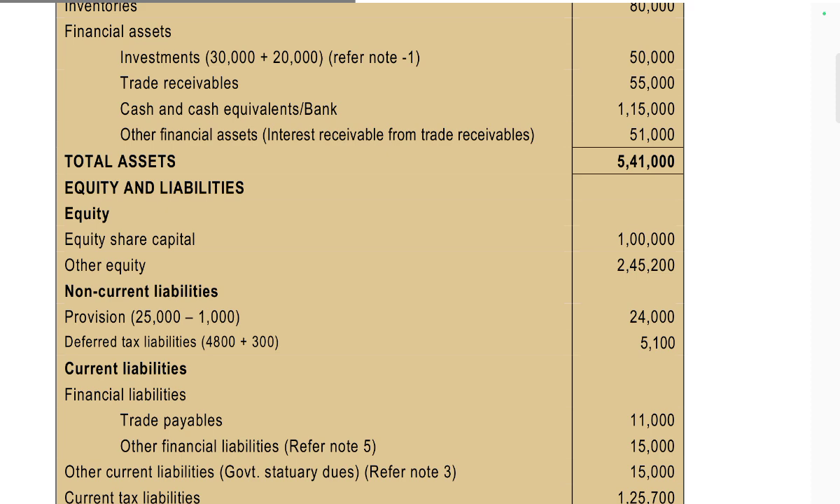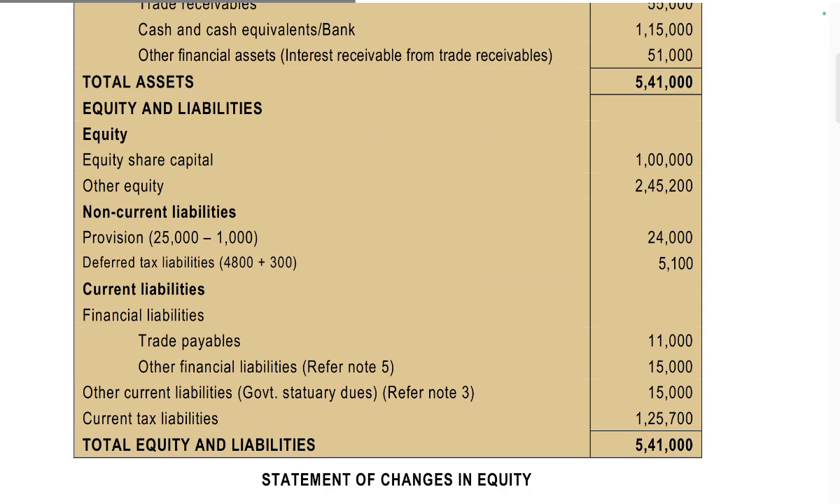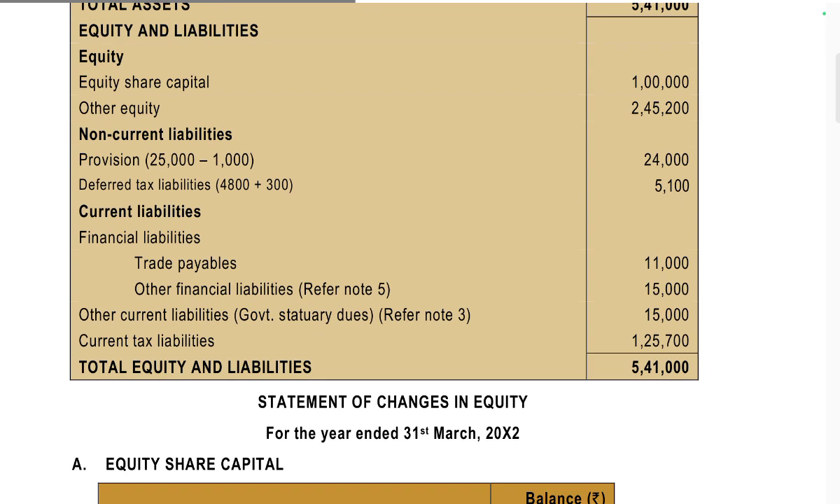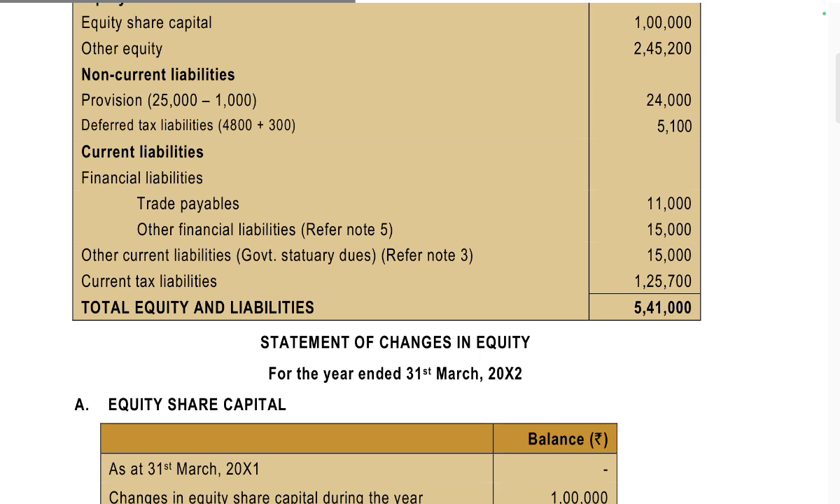receivable 51,000. Total assets 5,41,000. Equity and liabilities: equity share capital 1 lakh; other equity 2,40,200. Non-current liabilities: provision 25,000 minus 1,000, 24,000; deferred tax liability 4,800 plus 300, 5,100. Current liabilities: financial liability, trade payable 1,000; other financial liability 15,000; other current liability 15,000; other current liability 1,20,700. Total equity and liabilities.